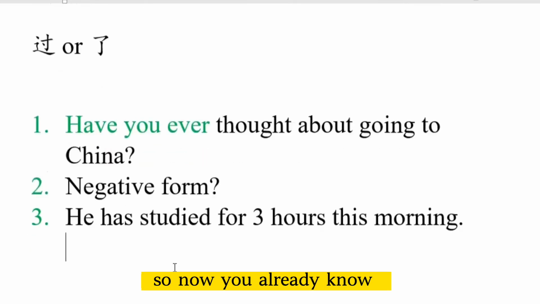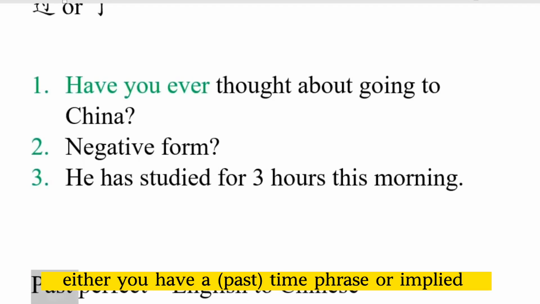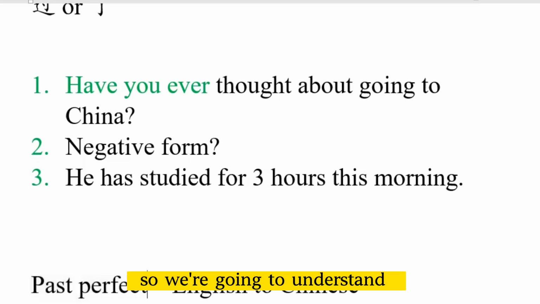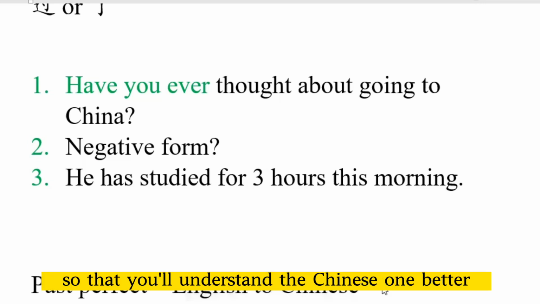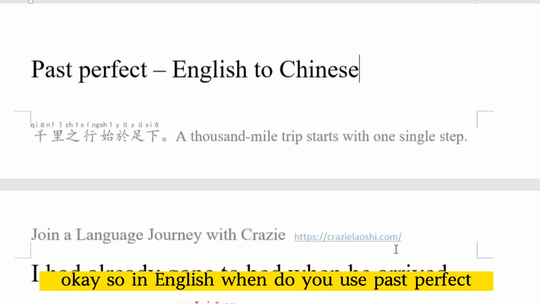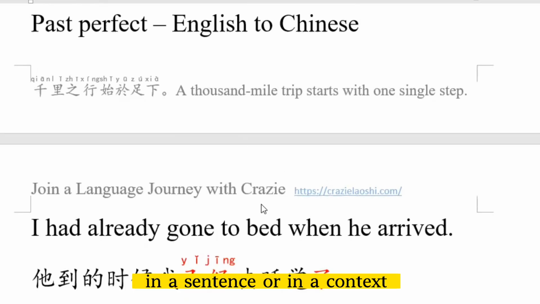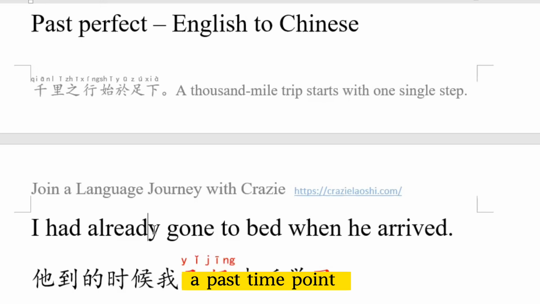So now you already know the past tense in Chinese really is often implied, right? Either you have a time phrase or implied, or if it's an action, we use le. And now what do we do with the past perfect? So we're going to understand when do you use past perfect in English so that you'll understand the Chinese one better. Okay, so in English, when do you use past perfect? You use past perfect when you know in a sentence or in a context something has already happened before a past event, a past time point.